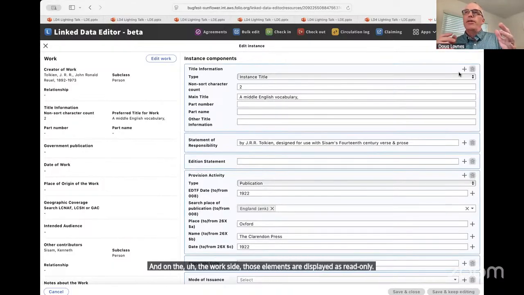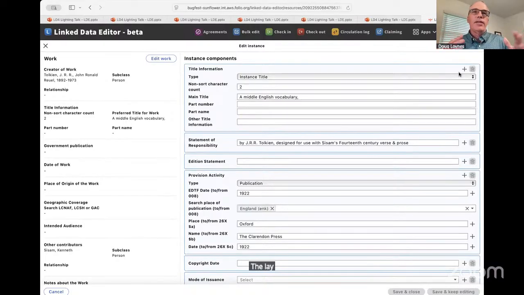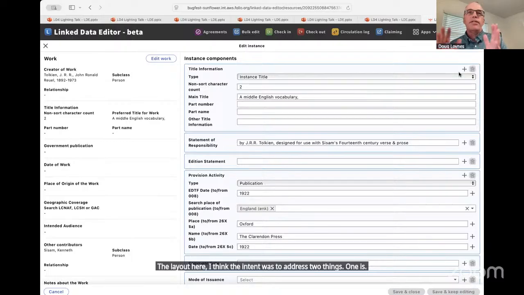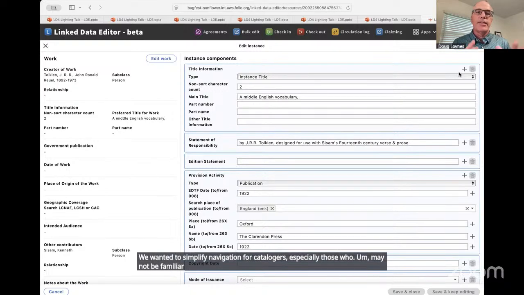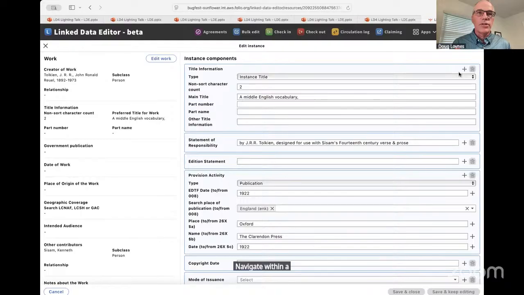And the layout here, I think the intent was to address two things. One is we wanted to simplify navigation for catalogers, especially those who may not be familiar with the work and instance. By grouping it this way, we were trying to simplify how the catalogers could navigate within a bibliographic resource.